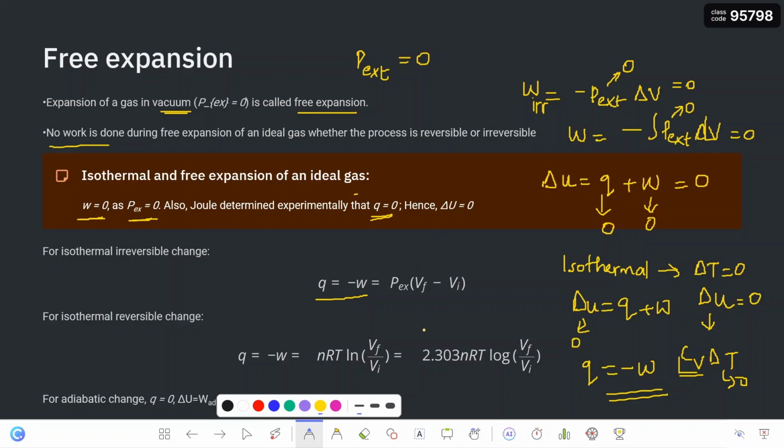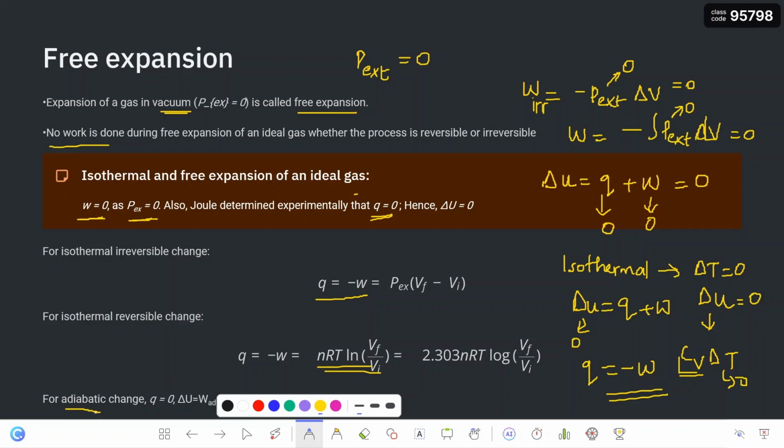That equation comes as minus 2.303 nRT log Vf by Vi. Since it is minus W, it will become nRT ln Vf by Vi. So this is the equation for heat. If it is for work, you have to put a minus symbol. Okay. Then for adiabatic change, as I already told, you have to know these terms.